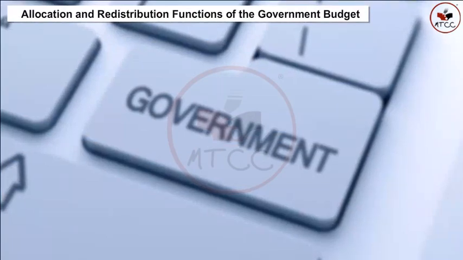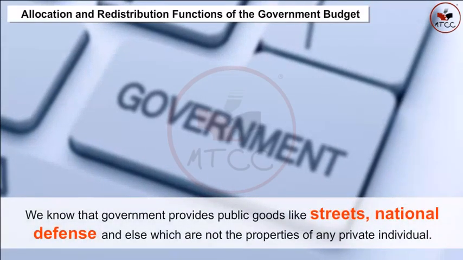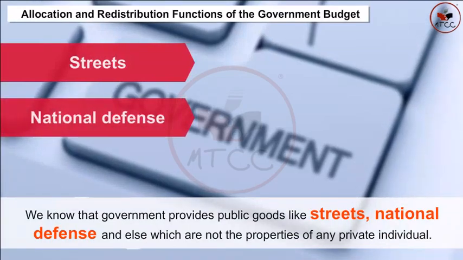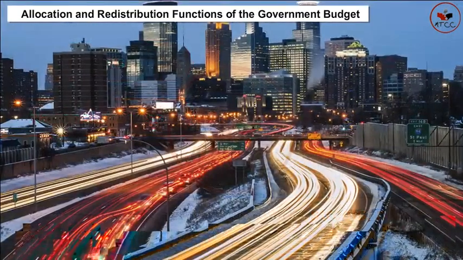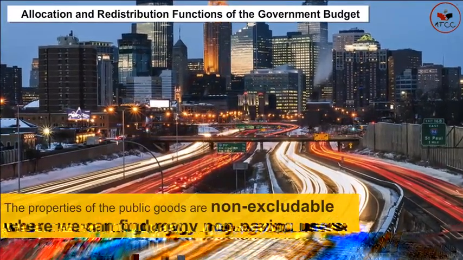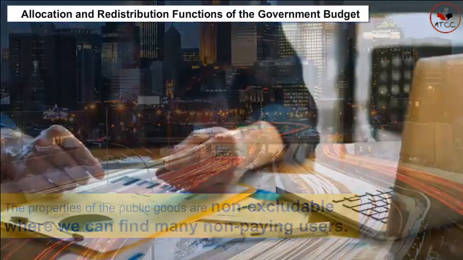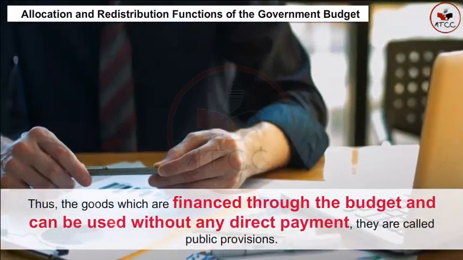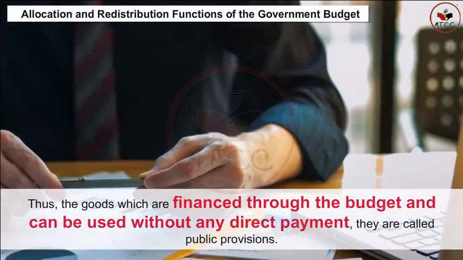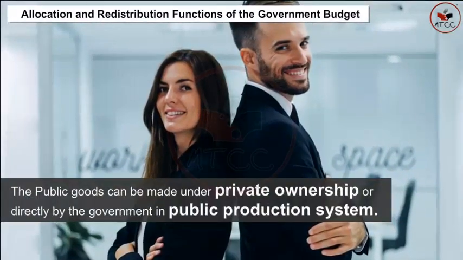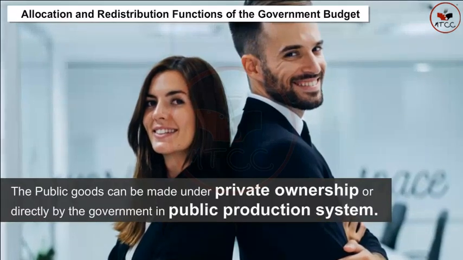Allocation and redistribution functions of the government budget. We know that the government provides public goods like streets, national defense, and others which are not the property of any private individual. Moreover, public goods are non-excludable, where we can find many non-paying users. Thus, the goods which are financed through the budget and can be used without any direct payment are called public provisions. The public goods can be made under private ownership or directly by the government in a public production system.